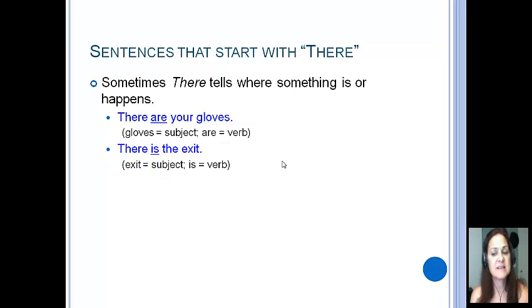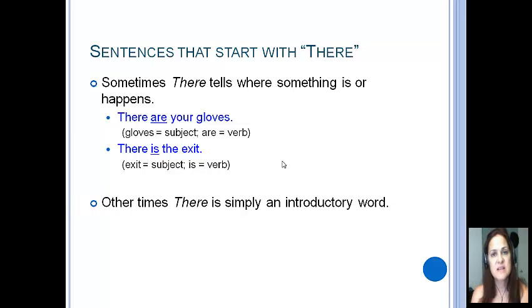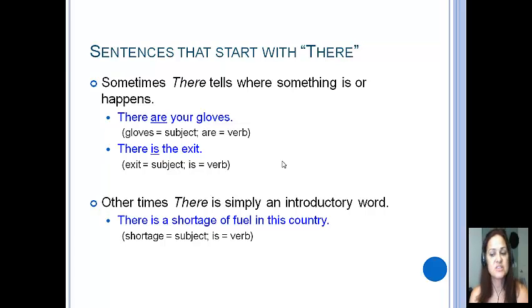There is the exit. Is my verb, so what is? Exit is. So exit is my subject. Other times there is simply an introductory word. Example, there is a shortage of fuel in this country. Well, is my verb, so I say what is? Shortage is. So shortage is my subject and is my verb.